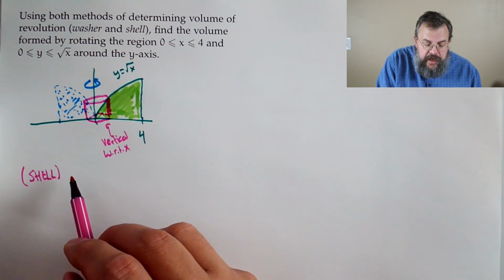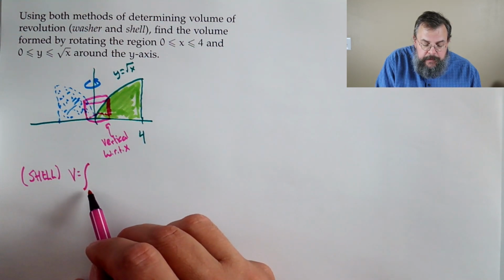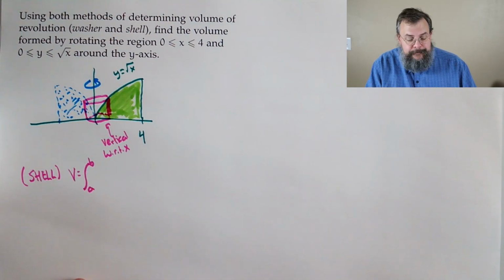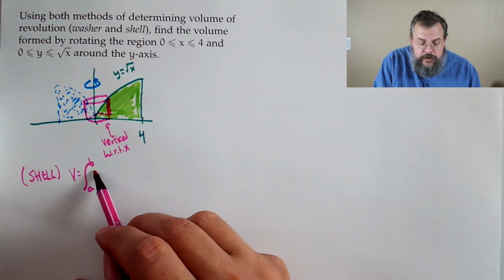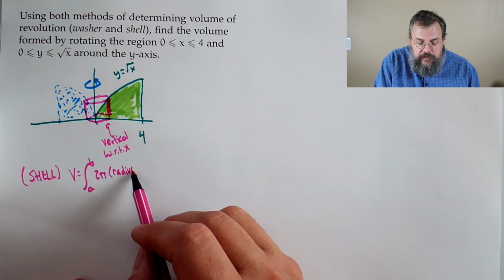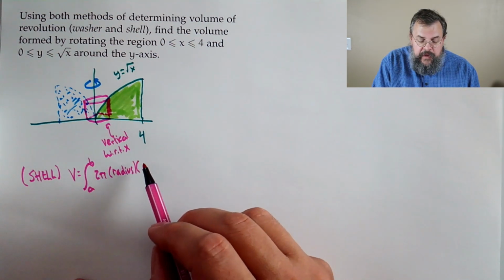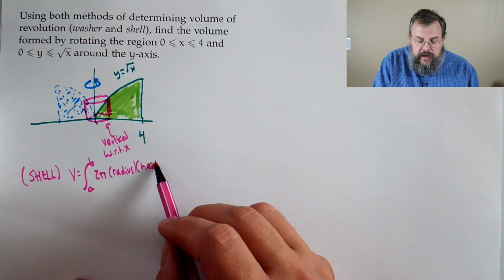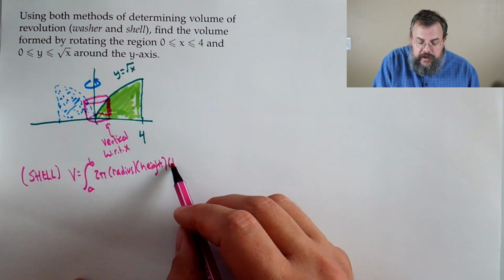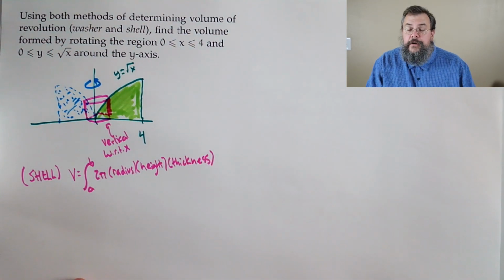Okay, so now we'll start with our shell method. We have our basic setup. Our volume is the adding up from start to finish. Adding up is just another fancy way of saying integrate. And then we have 2 pi, our radius, and that's from our slice to where we spin. And then we have our height, and that's this part. And then we have our thickness. All right, so those are the pieces that go into the volume.